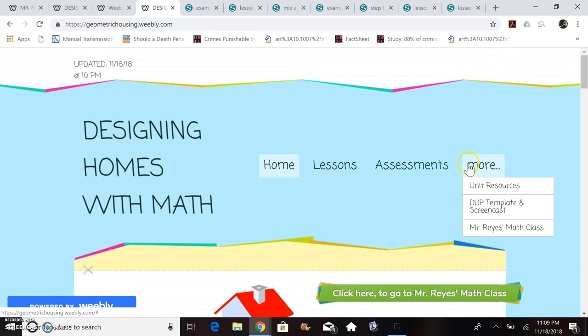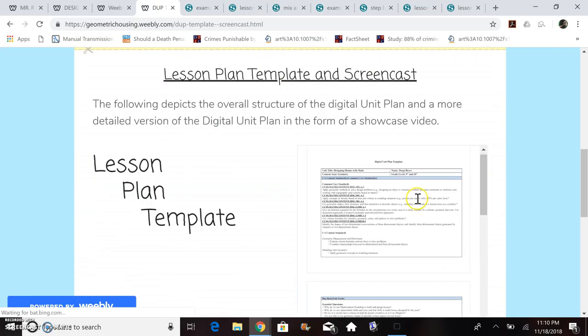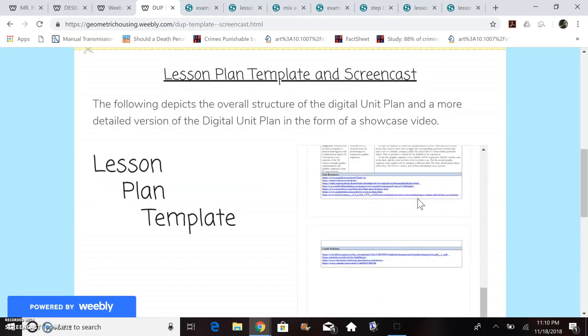Now let's look at what else this digital unit plan contains. I also included a template to the digital unit plan, which is a more detailed version of what the first page contains. And I also added useful websites. These useful websites are links and tools that I used to create this digital unit plan, ideas that I used and that I built it on.